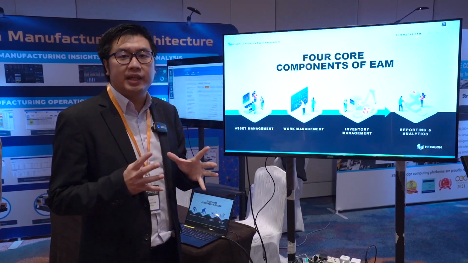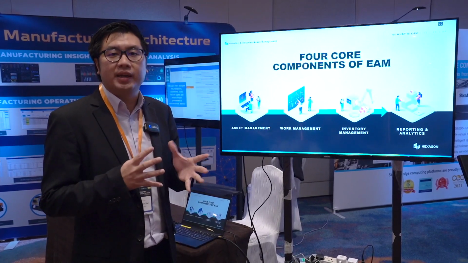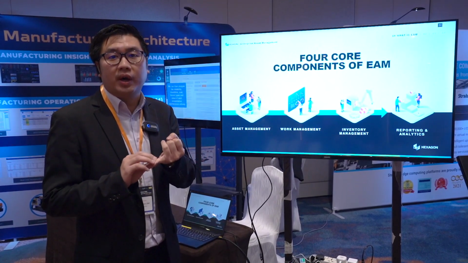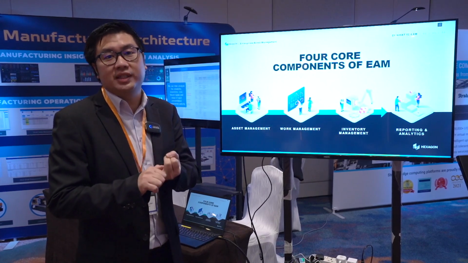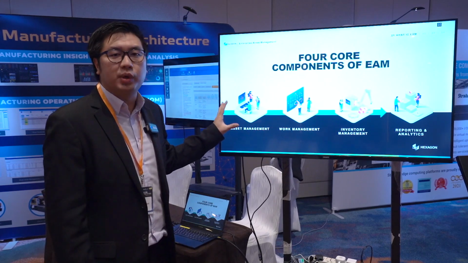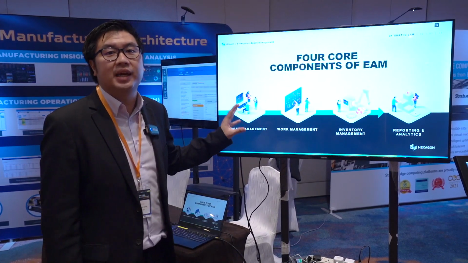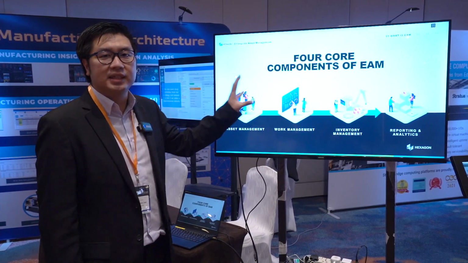Asset management digitizes and stores all your asset data inside the system. And inside asset management, you can find what the spare parts of your asset are, what the inventories of your asset are, and all the preventive maintenance of the asset. So essentially, you have all your asset data and your maintenance data all in one system. Okay, and next, work management.